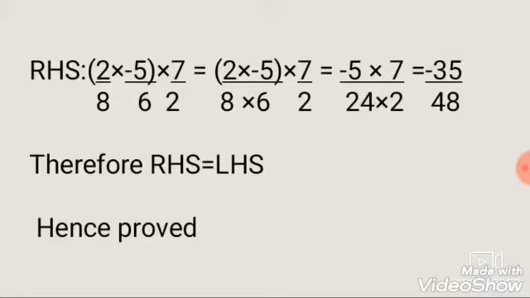So minus 5 multiplied by 7, divided by 24 multiplied by 2. So the RHS is minus 35 divided by 48. Therefore, since RHS is equal to LHS, the condition is satisfied.